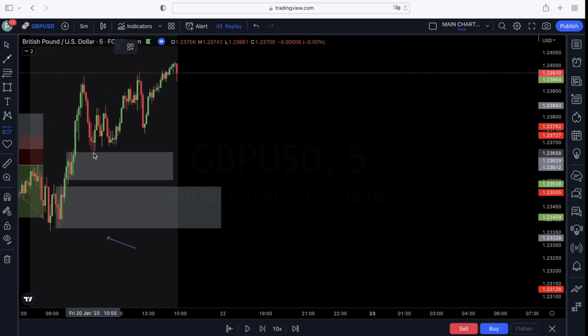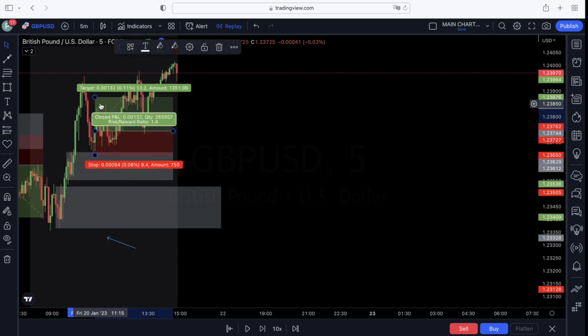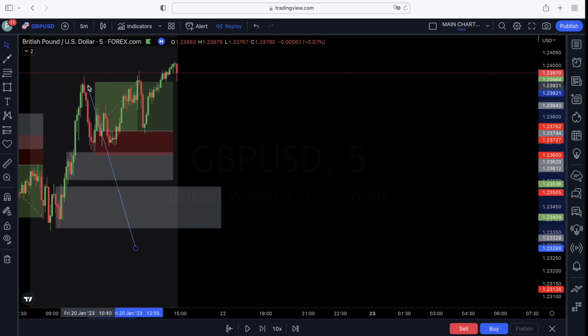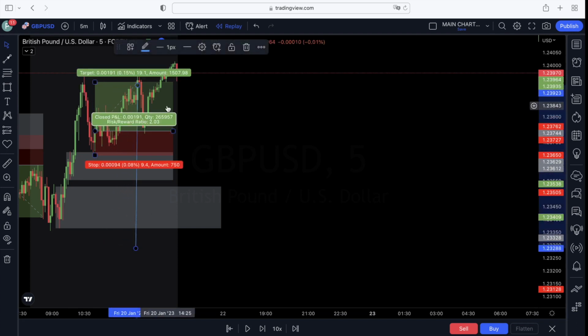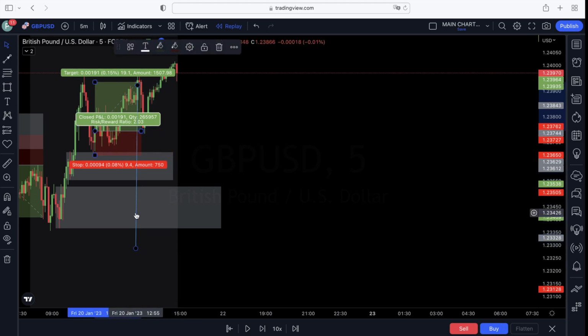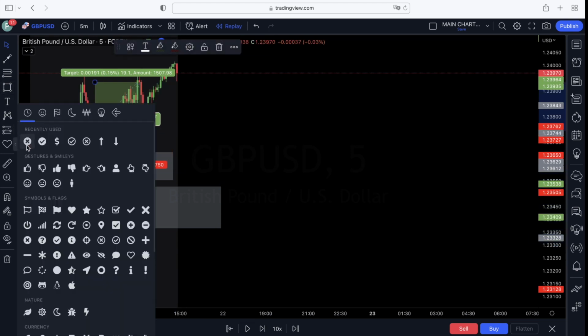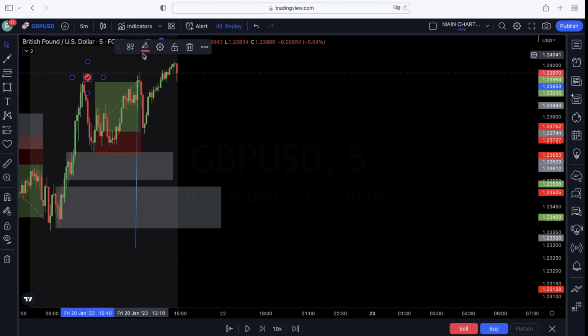Long position right after tap of this, a break right here. Stop loss here. We aiming for this last high. Tapped it. What, 19 pips? That's a W. I'll take it. Scalpers mindset. Yep.